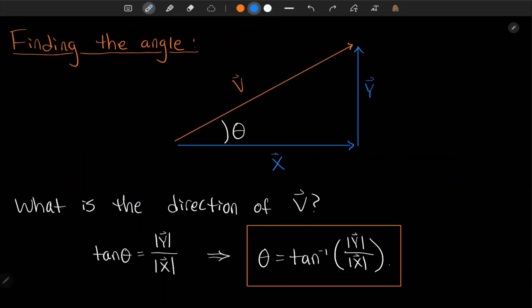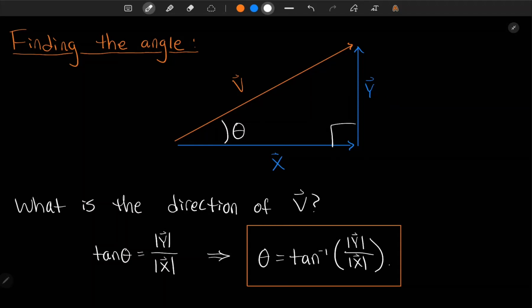So to find the angle, we have this v, and we have its x and y components. And this forms a right triangle, as we can see here. So we can use the rules that we know from trigonometry to solve for the angle. So as long as we know the x and y components, let's say, we can solve for the angle. You just have to know any two of these. It doesn't matter which two you know. For this example, I've just assumed that we know x and y.